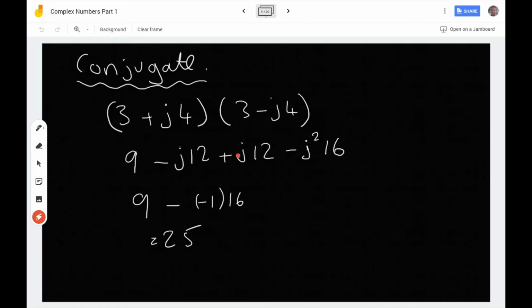So because we've used this conjugate, we've got rid of the j term altogether. Now we end up with the number 25. So multiplying that by that is going to give you the answer 25. Now the reason we do that is it allows us to manipulate divisions, which is what I'm going to cover next.